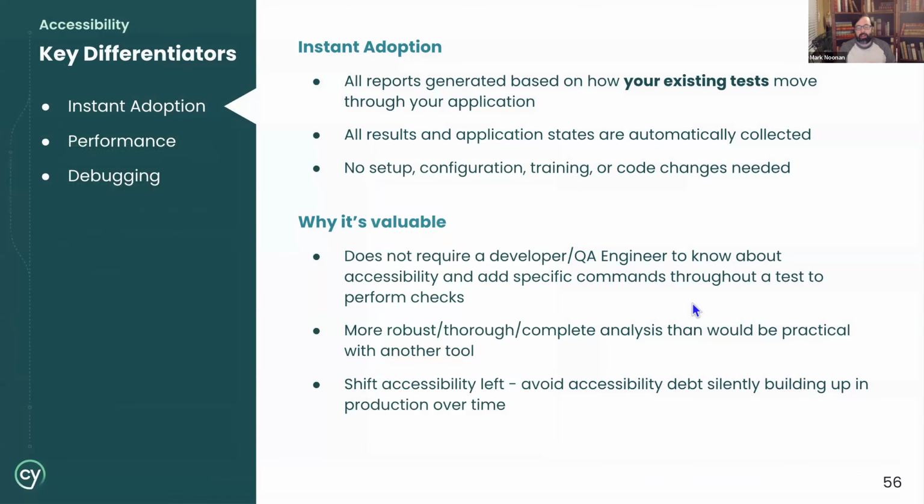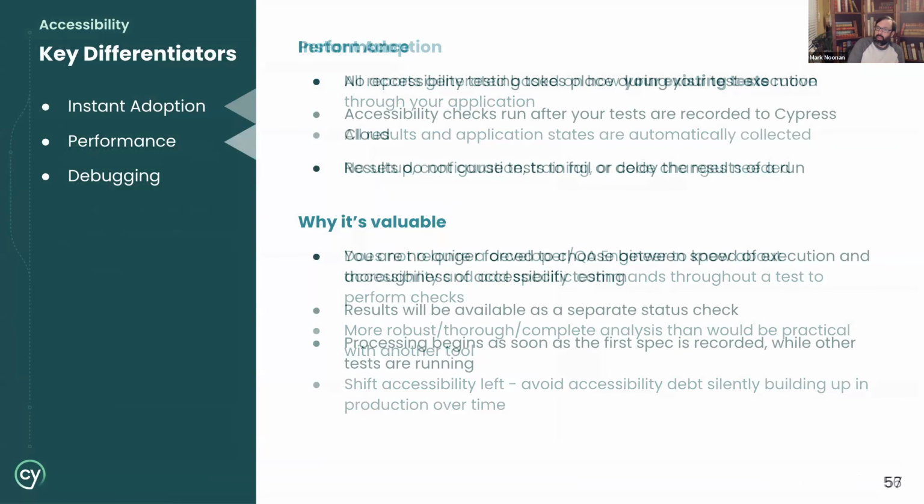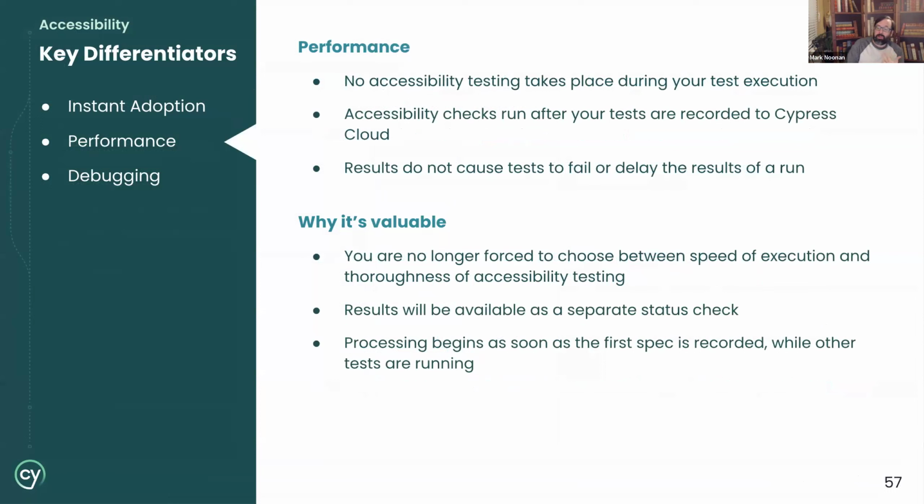So I'll just highlight the three things that stand out about this as a solution. First, it's instantly adoptable. Every team can just get this going right away when you're already recording to Cypress. It cuts out an enormous amount of discussion and stress around implementing plugins and doing in-test checks for accessibility. The performance is totally transparent. You cannot make a test any slower by turning this on.